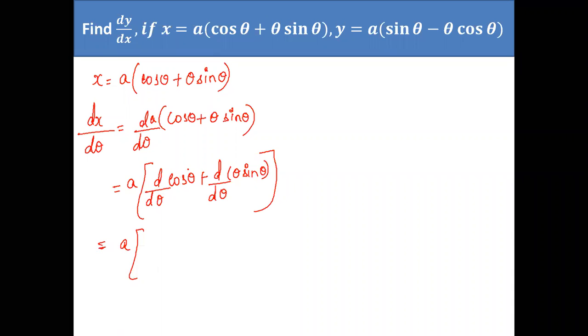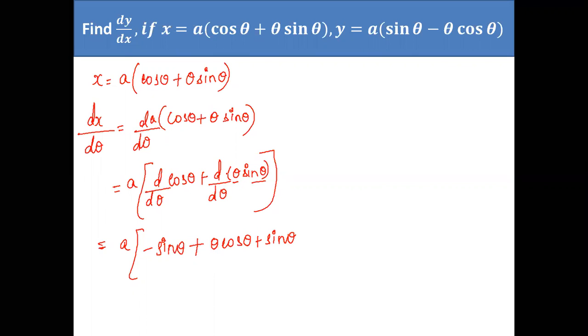So the derivative of cos theta is minus sin theta plus, here you have theta into sin theta. You have to apply the UV rule, that is the product rule. What does the product rule say? The first function is theta, the second function is sin theta. First function into the derivative of the second. What is the derivative of sin theta? It is cos theta, plus the second, sin theta, into the derivative of the first.